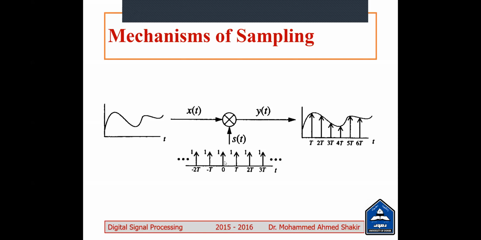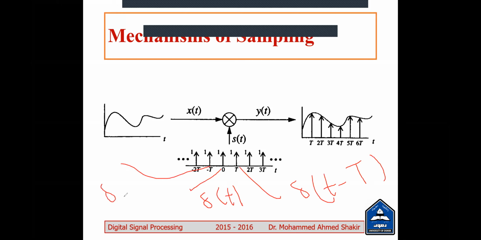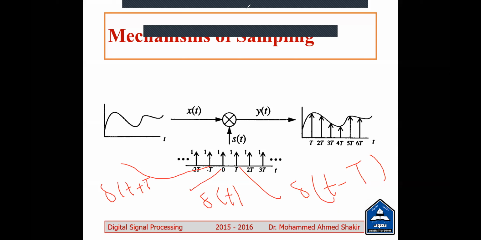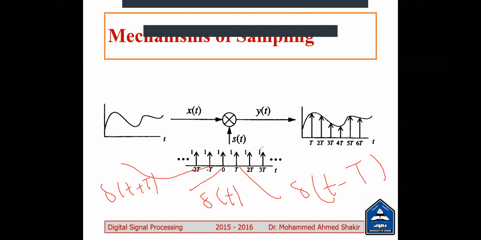Okay, now this sample is called what? Delta of T. This one will be delta of T minus T capital. Okay, this one will be delta of T plus T capital. Okay, so in this way, we have a sampling function. Now, of course, this sample will be delta of T minus 2T, delta of T minus 3T, and so on. Okay, this is known as a sampling function. It consists of trains of impulse functions.